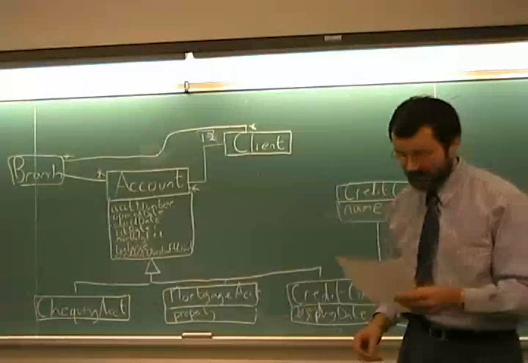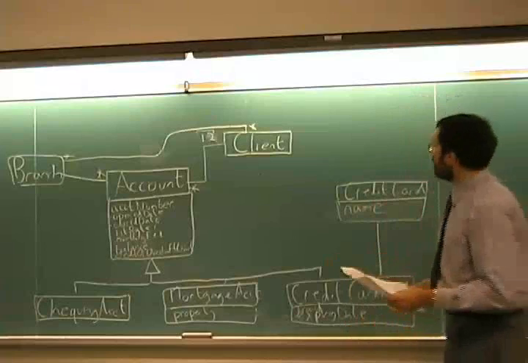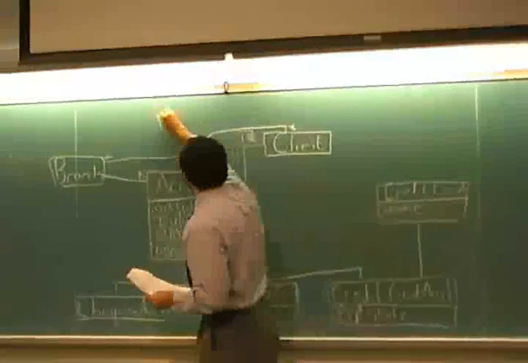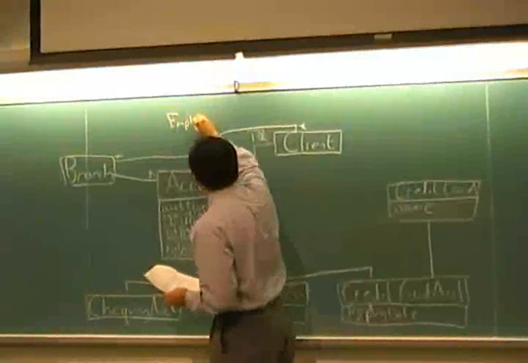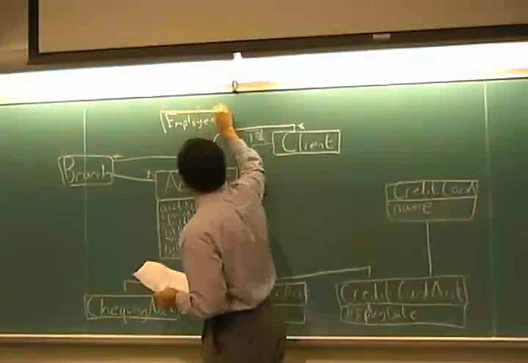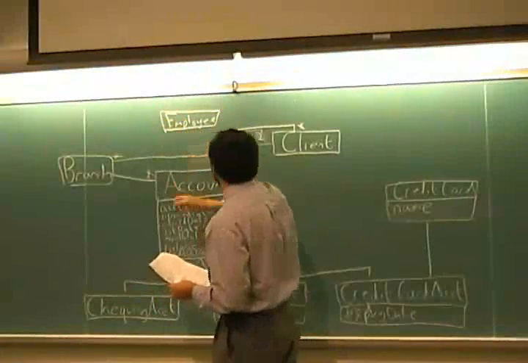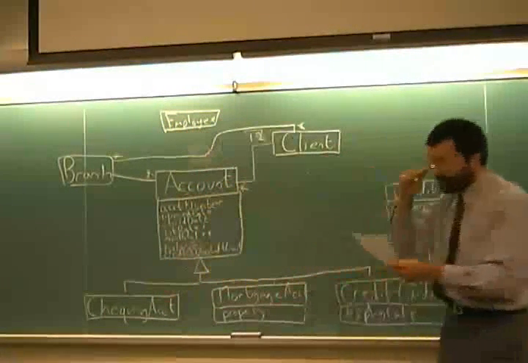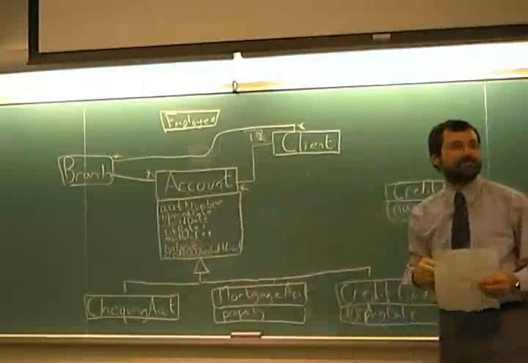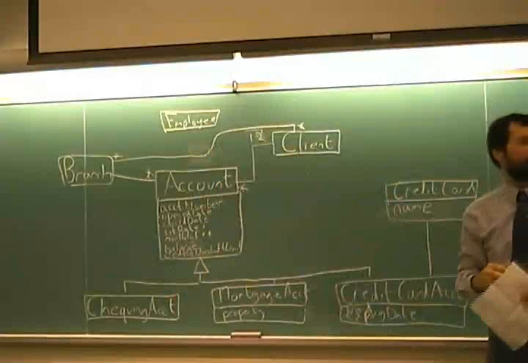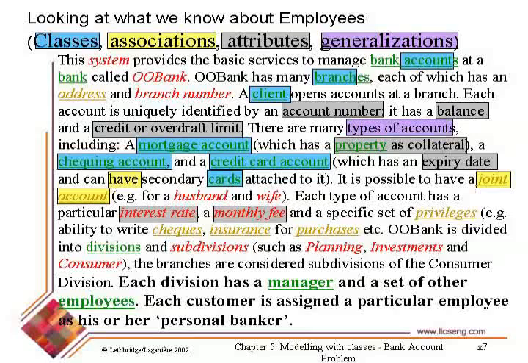Employee class. Okay, let's put down employee. Now he's suggesting that this be like that. What do we know about employees? What does it say about employees in the problem statement? There are two main things it says about employees. Take a look at the statement.